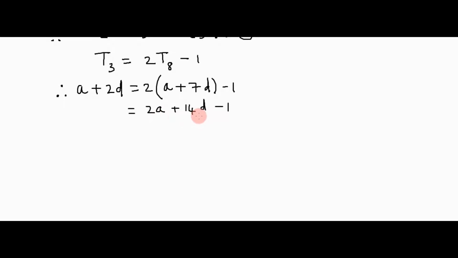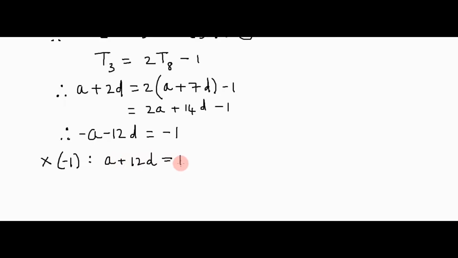We can bring the 2a and the 14d to the left-hand side. So a minus 2a is minus a, and 2d minus 14d is minus 12d. We can also get rid of all the negatives here by multiplying through by negative 1. So a plus 12d equals 1. And we can make a the subject in this equation. So a will equal 1 minus 12d. This we can call equation number 2.